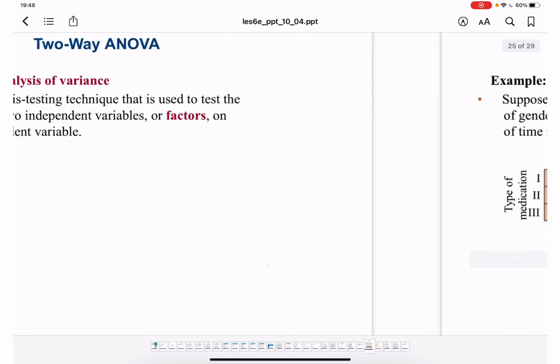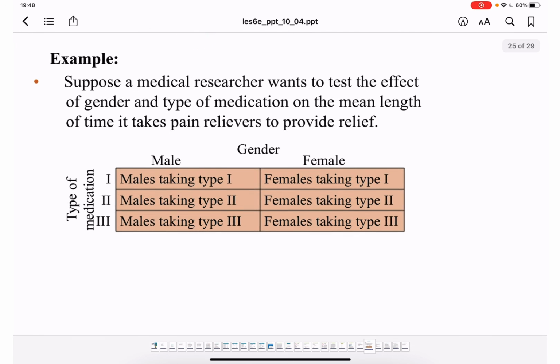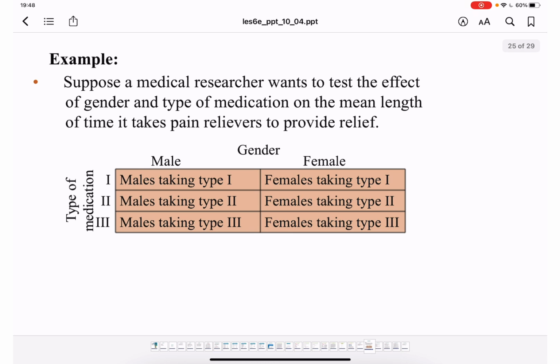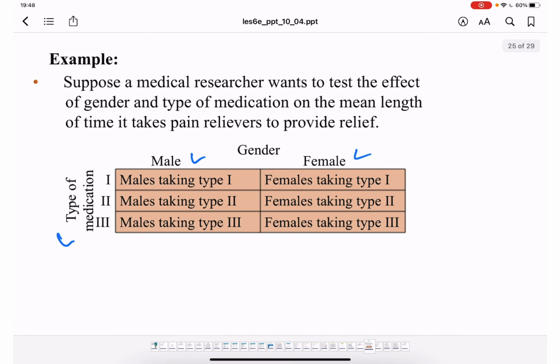All right. So TwoWay ANOVA, what do we have? Suppose a medical researcher wants to test the effect of gender and type of medication. Where is our gender? Our gender is here, male, female, and medication type is horizontal, so we are using column and row, and type of medication, on the mean length of time it takes a pain reliever to provide relief. All right.